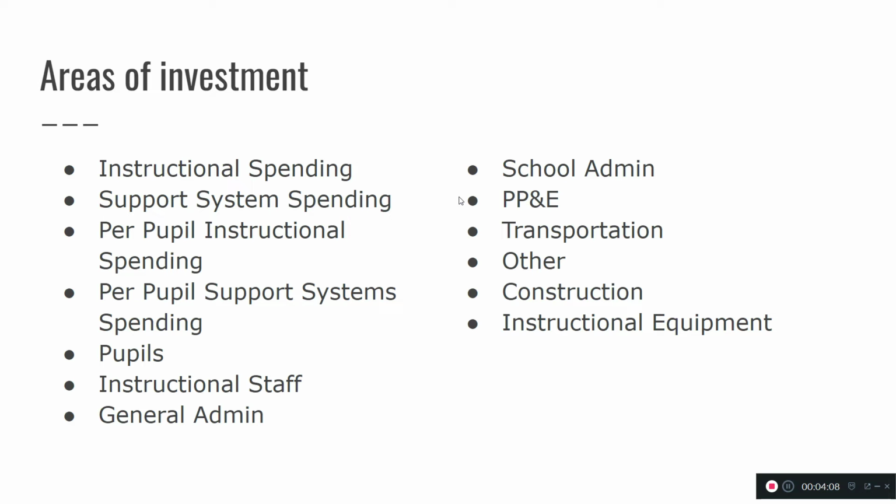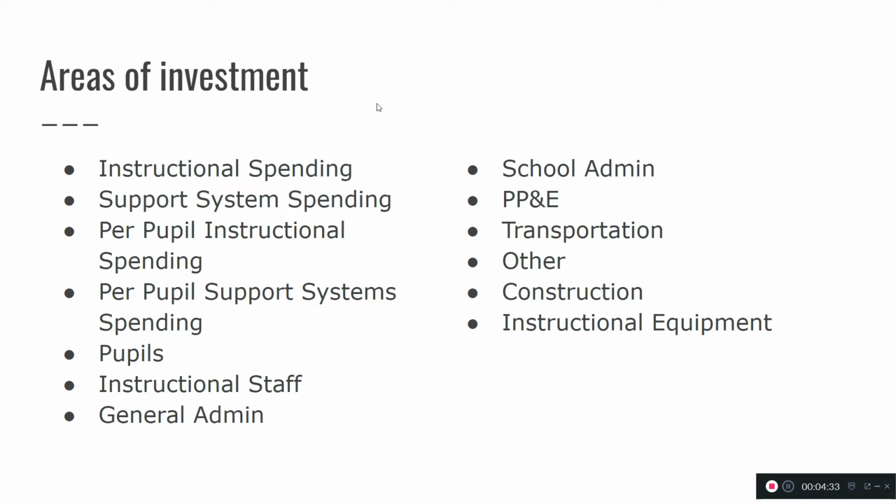So, areas of investment that we looked at, right? Before you do your supervised learning, you have to know what your X's are. And so our X's are all the different ways that these schools are spending money. So we have instructional spending, support system spending, those are pretty self-explanatory. Per pupil of the same things: instructional, support systems, the number of pupils.